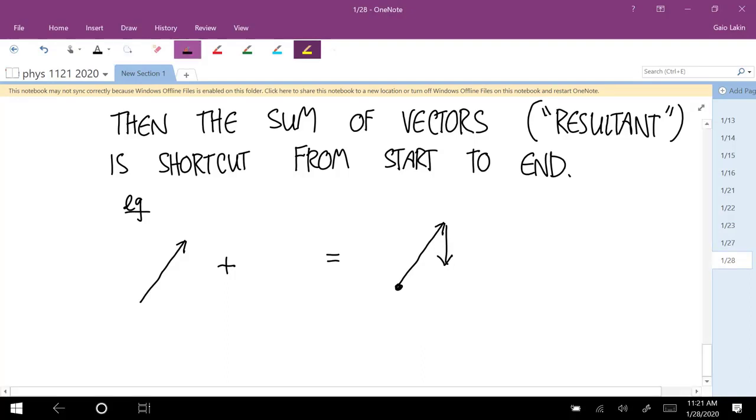Okay. So this is the start point. This is the end point. And so the resultant vector is just the shortcut from the start to the end.